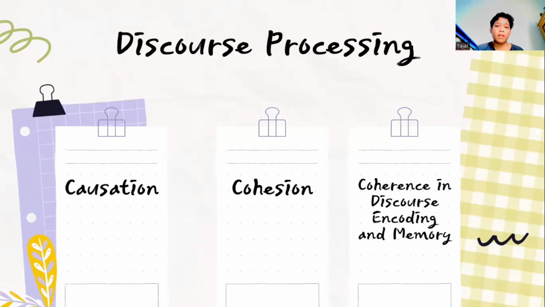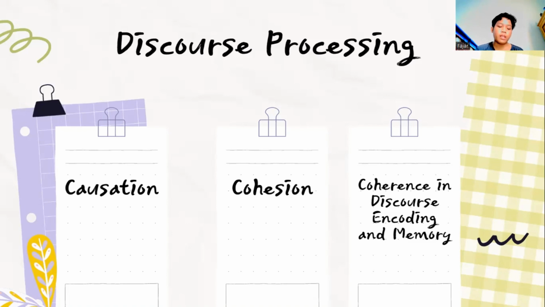Next is the three-step discourse process: causation, cohesion, and coherence in discourse encoding and memory. Causal relations involve cause and effect connections between events or states in a discourse, helping us understand the meaning of and how they are related. Cohesion refers to the linguistic connection within a discourse, creating unity and aiding entity and event tracking. Coherence, the overall meaningfulness, relies on the causal relations, cohesion, background knowledge, and expectation.